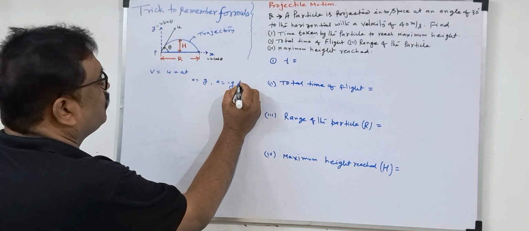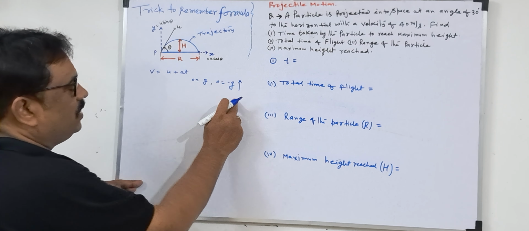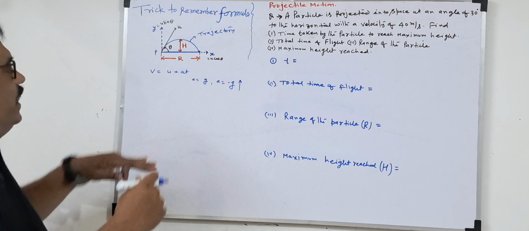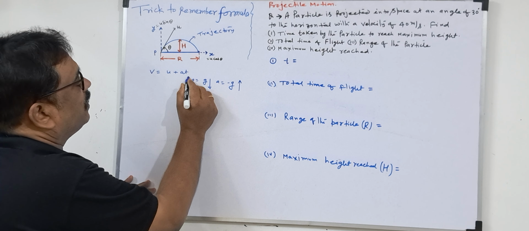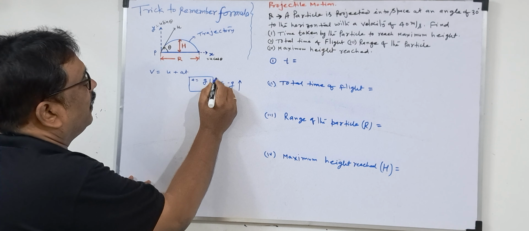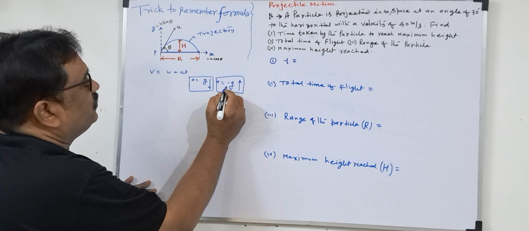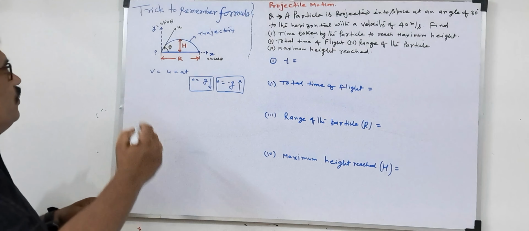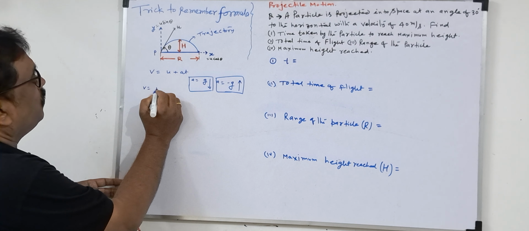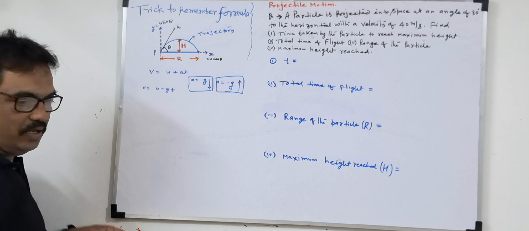So this means that if the particle goes against gravity, in the upward direction, A becomes minus G. If the particle goes in the downward direction, A becomes G. Always remember, if a particle is dropped, it naturally comes down, so that is positive. If it goes against gravity, it is negative. So this formula becomes V is equal to U minus GT.